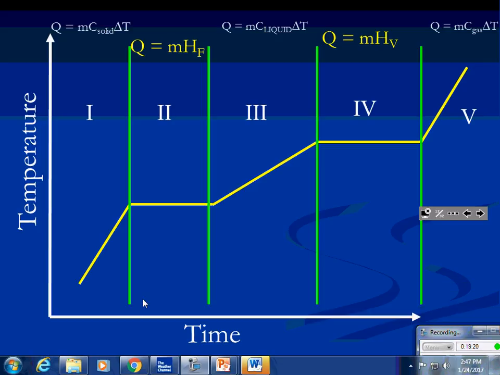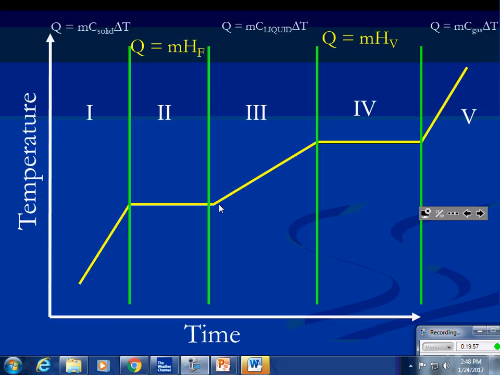We've got the 5 different areas of our chart, and I labeled them Roman numeral 1, 2, 3, 4, and 5. If you remember before, we could do Q equals m C solid delta T. If this were water, this would be ice. Now we have the melting point. There's no change in temperature, so we have to use Q equals m H sub F, the heat of fusion.